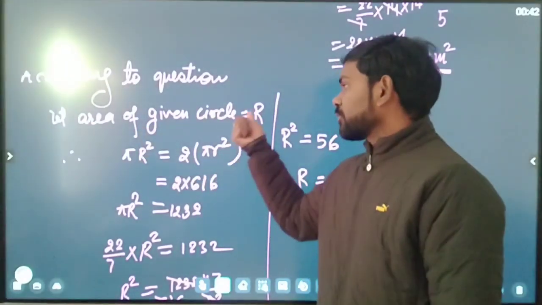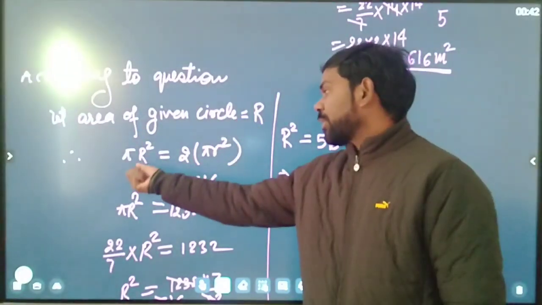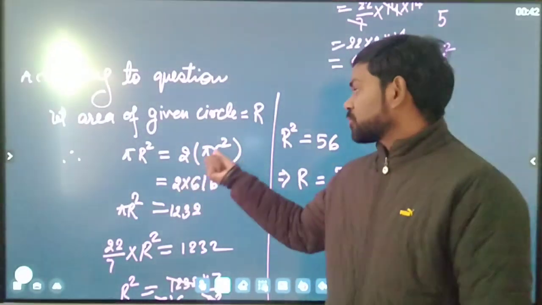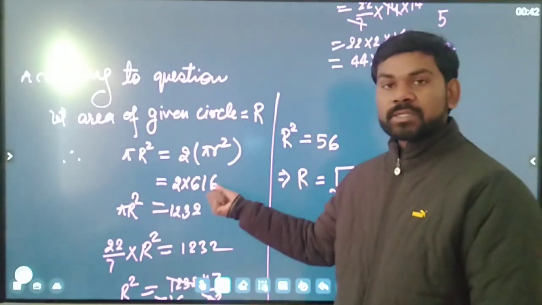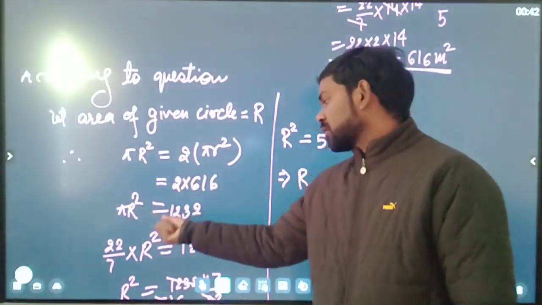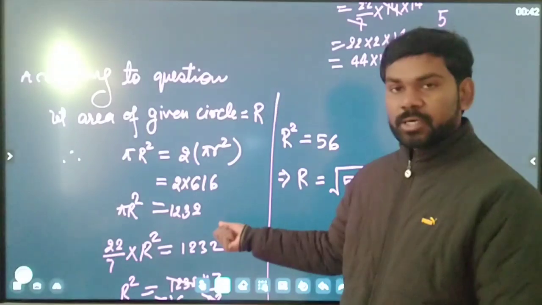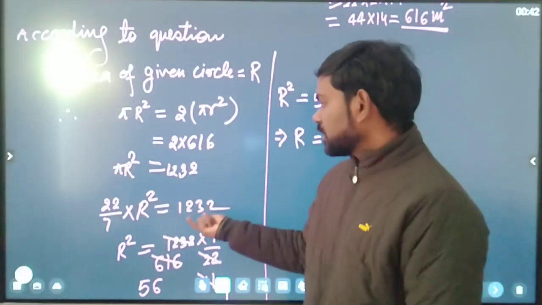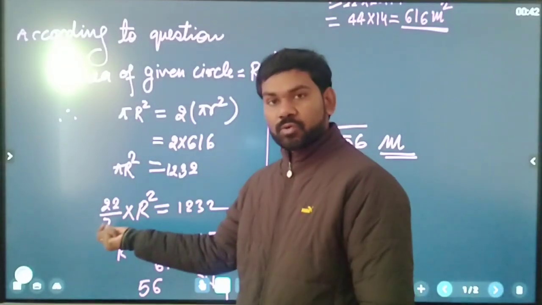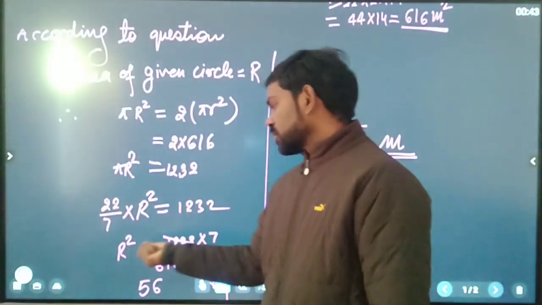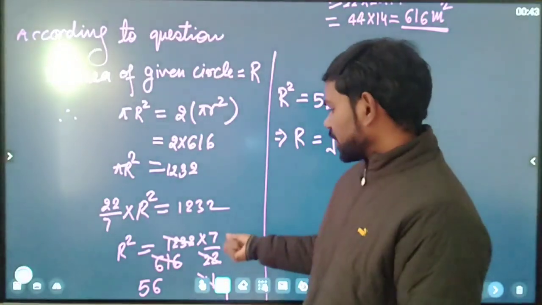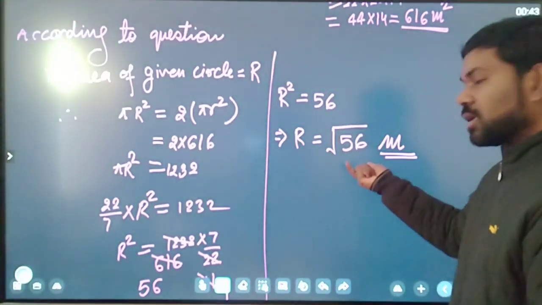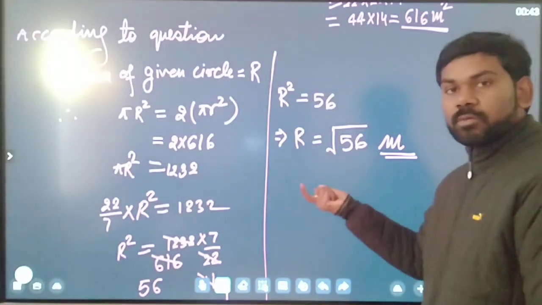Let the radius of the first circle be capital R. Therefore, pi R square is equal to 2 times pi small r square. Substituting the value of pi r square, that is 616, and multiplying by 2, pi R square is equal to 1232. Now this 1232 is written as it is, and the value of pi is substituted as 22 by 7. After transposition of 22 by 7 to the right hand side we get 7 upon 22, and after simplification we get the result as root 56. So this is the solution of the first question.